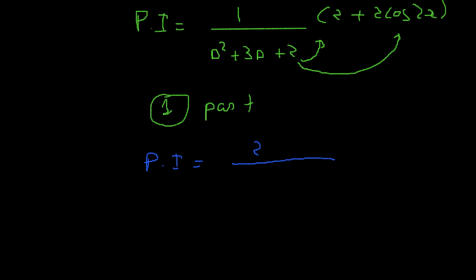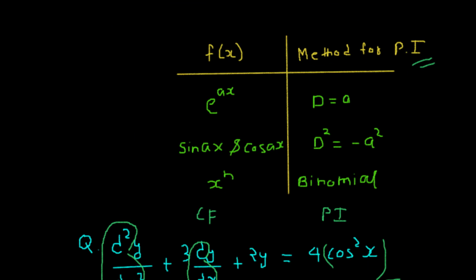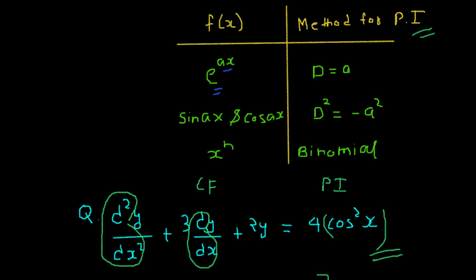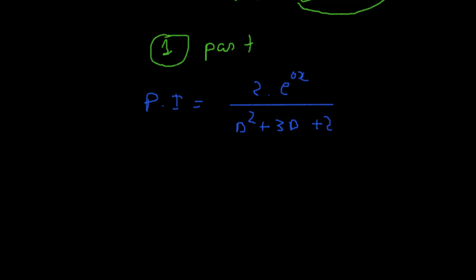2 upon d square plus 3d plus 2. Do remember that whenever there is a constant, we are going to put e to the power 0x, because e to the power 0 equals 1. We put this in order to solve the question. Now let's see the list. In the list it is given that whenever there is e to the power ax, d will be equal to a. Let's follow this simple rule. Here d will equal 0.